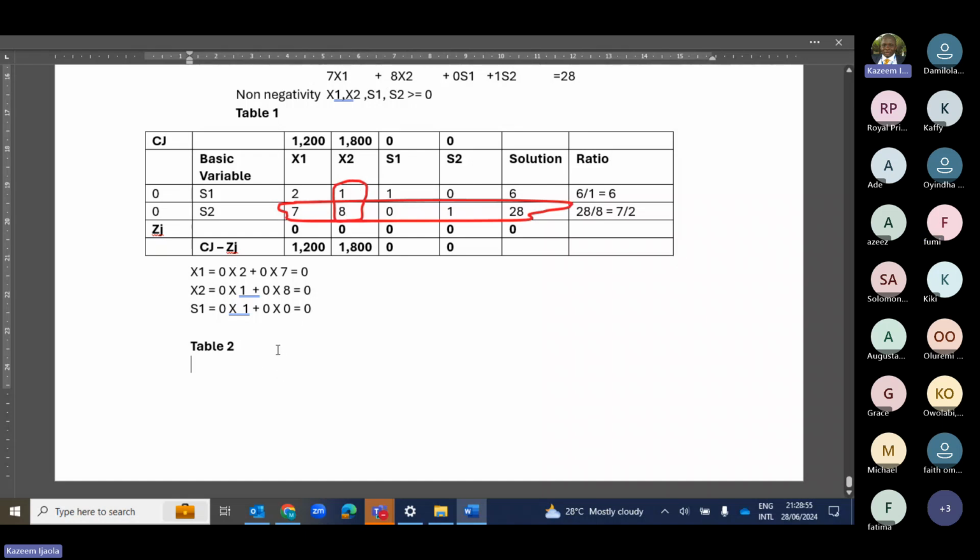If you look at this table 1 now, there is something called entry variables, the variable that we are bringing in, and there is something called exiting variables. So who can tell me the entry variable?